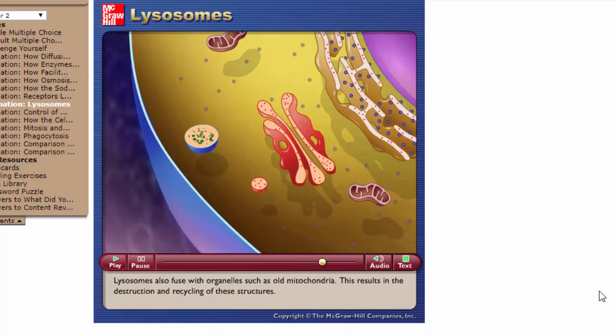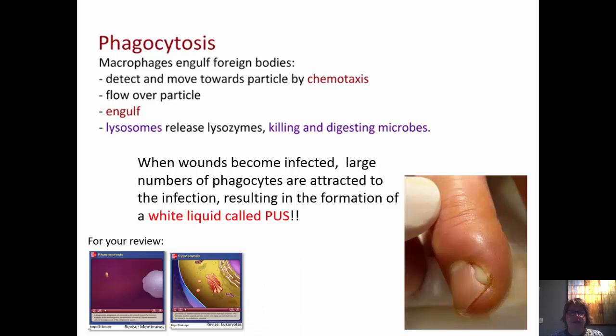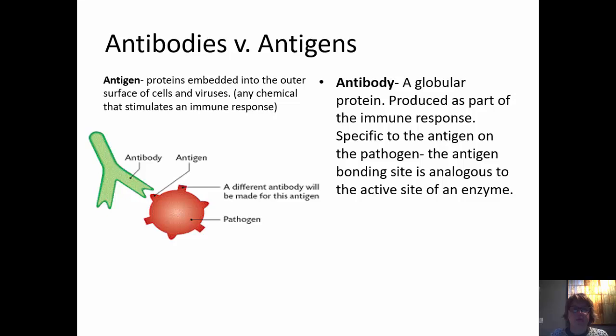Lysosomes also fuse with organelles such as old mitochondria. This results in the destruction and recycling of these structures. All right, so that gives you an idea of how those lysosomes work. Now, the first video about the macrophages did talk about antigens.